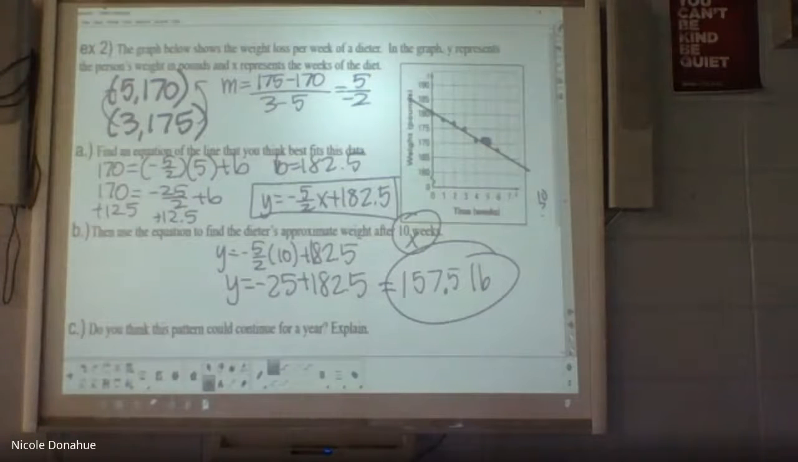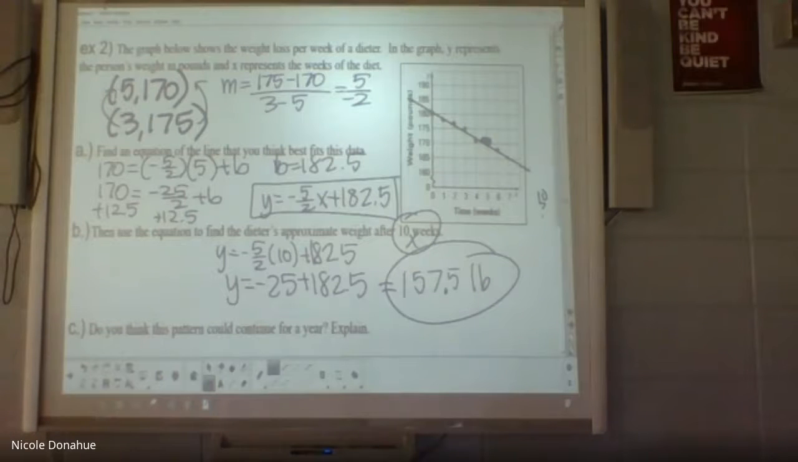Now the question is, maybe it's because we're talking about Barbie today too: could this pattern continue for a year? And then explain. Could this keep going for a whole year? How many weeks are in a year? 52 weeks. Could they keep losing weight every week for 52 weeks? What's going to happen?